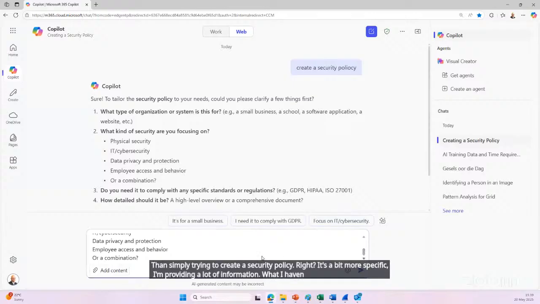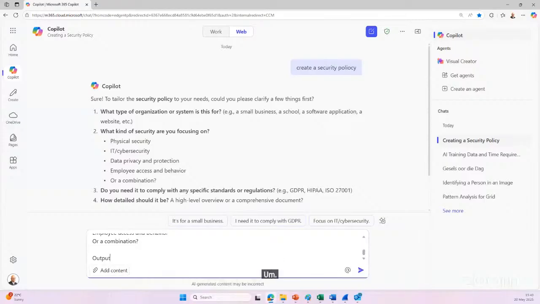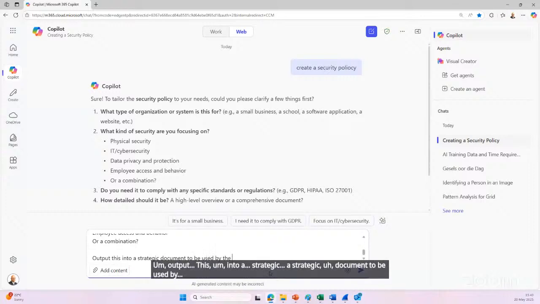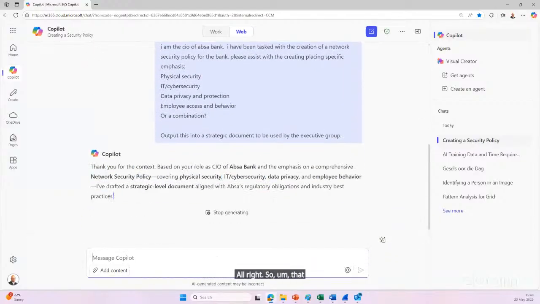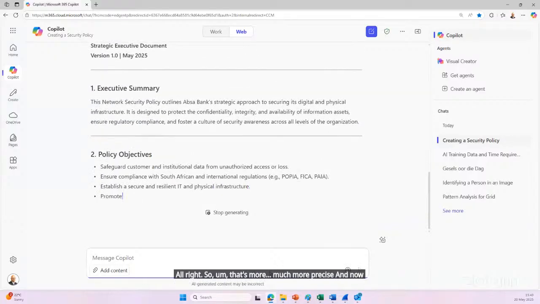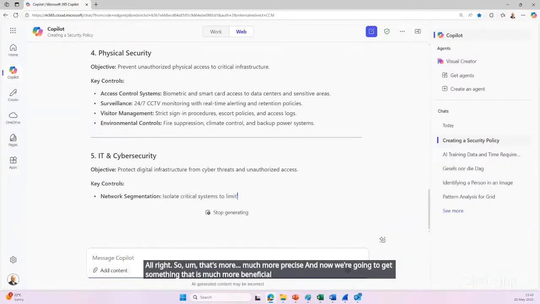What I haven't done is I haven't asked it to output it in any particular format. Output this into a strategic document to be used by the executive group, or the IT steering committee, or whatever. All right. So that's much more precise. And now we're going to get something that is much more beneficial and much more usable.